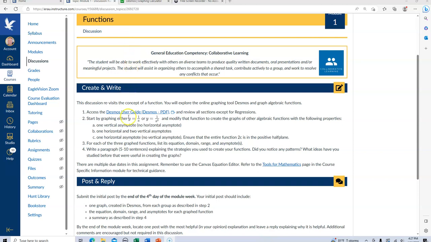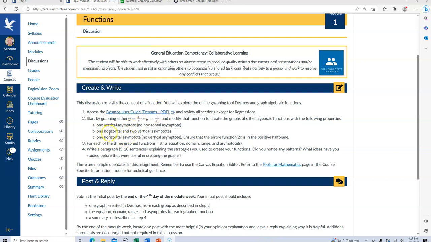So in this discussion post, the first thing that we've asked you to do here is access the Desmos User's Guide. It's here. It's a PDF. If you click on it, obviously it'll open up for you. And it's a good little tool to have as you go through the course.